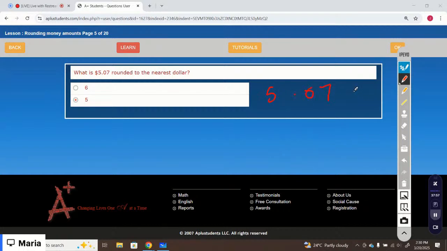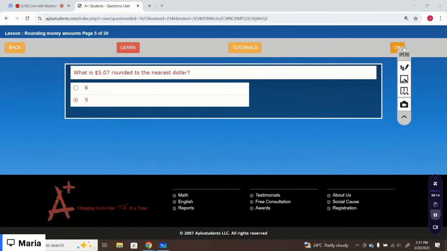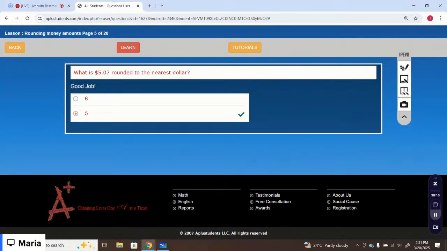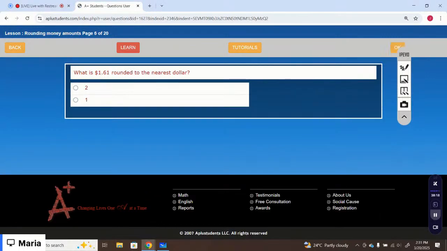You need to round to the nearest dollar. So right after the decimal point, we have 0. 0 is less than 5, so you need to round down and keep the same digit. That would be rounded to 5. Option number 2 is the correct option. Okay, you can complete the lesson by yourself later today. Let's just move on to the next lesson.